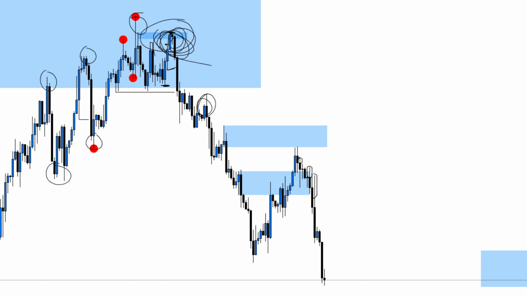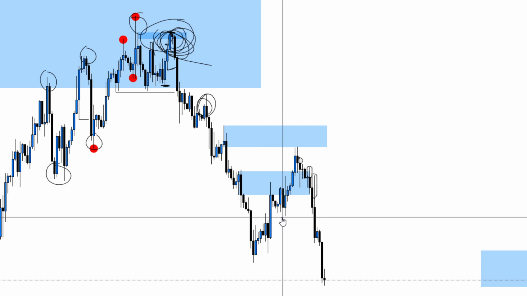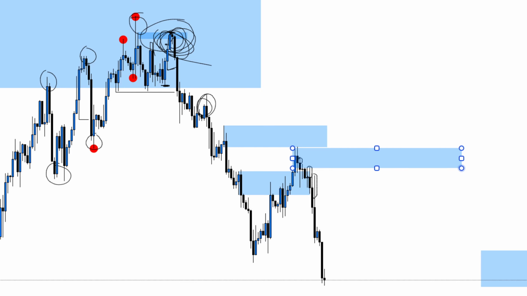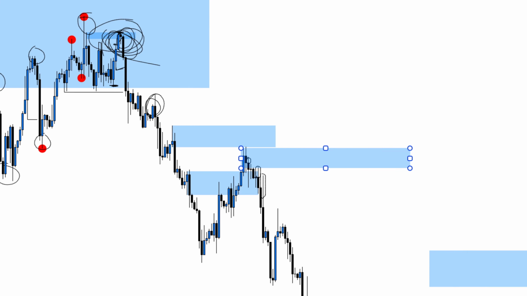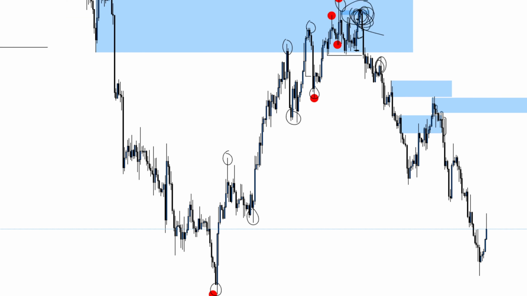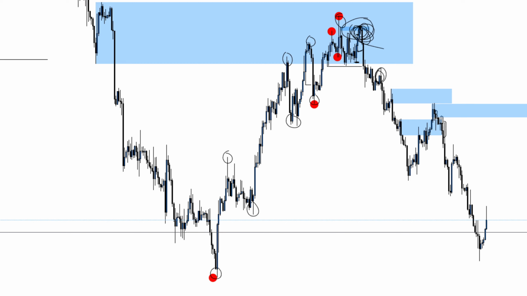But did the market provide higher time frame confirmation? It did. There's a break of structure. But did the market reach back to these areas of interest? No, because by the time it got there, or by the time you understood and realized that there was an order block here, the market had already moved away from that point of interest.